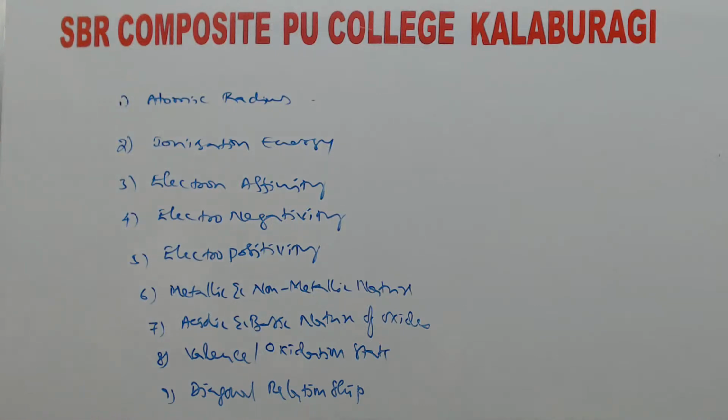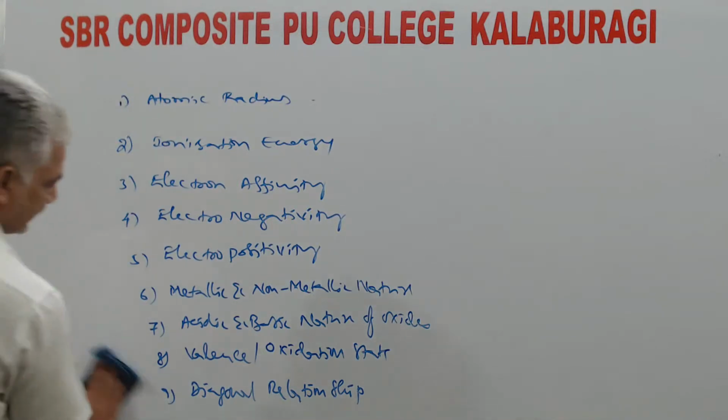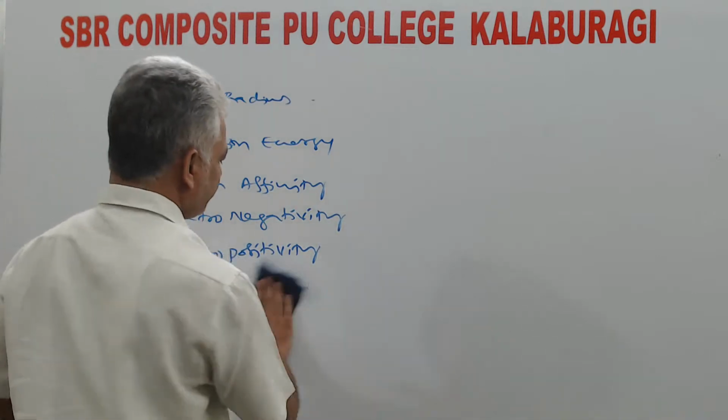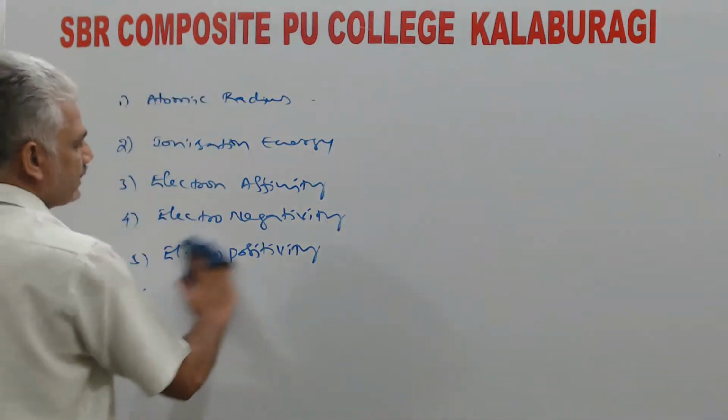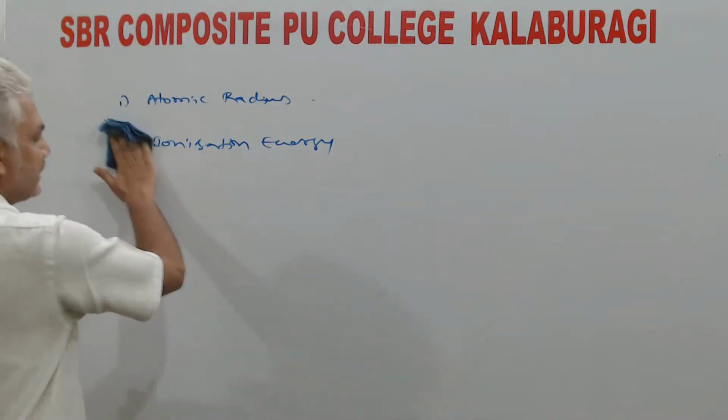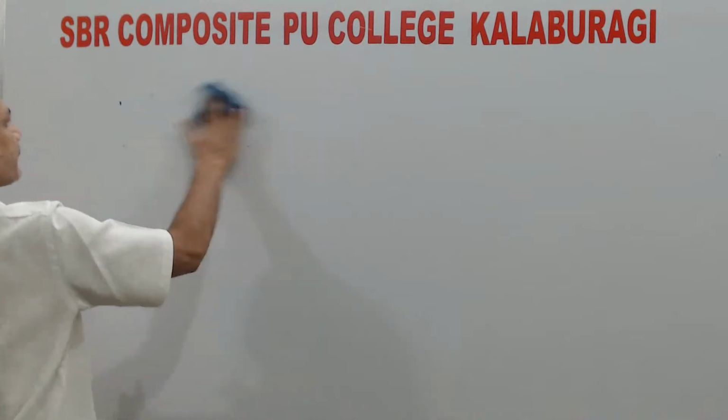Then we were discussing various types of atomic radii. Today we will see what are the factors affecting the ionization energy values.